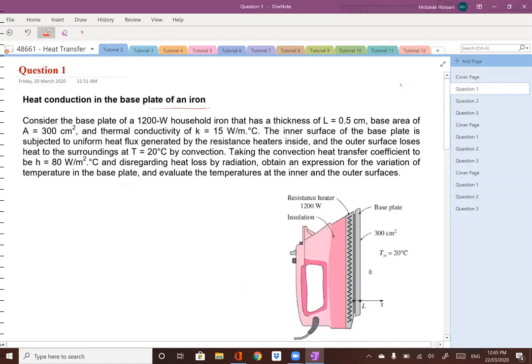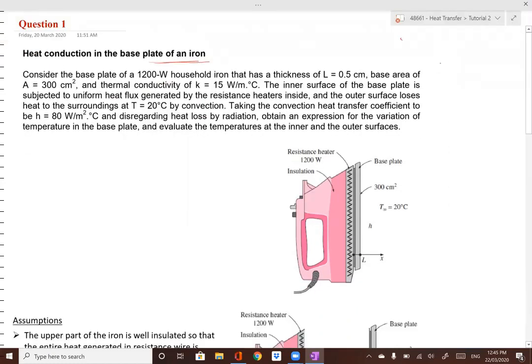A base plate of an iron. So consider a base plate of a household iron of 1200 watts, and the thickness of the iron is 0.5 centimeter, and the area is also given as 300 centimeter square, and the thermal conductivity of the iron is also given as 15 watt per meter degree Celsius.